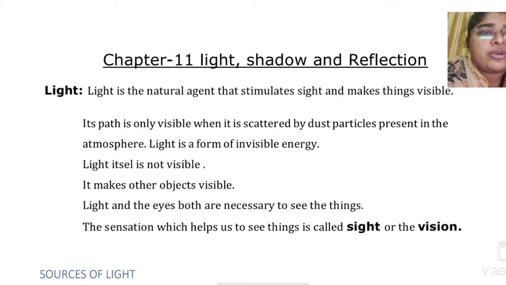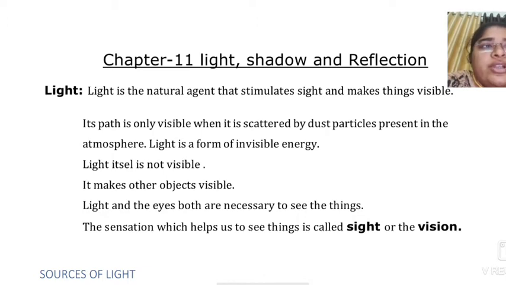Light is a form of invisible energy, so we call the light of any natural object invisible energy. Light itself is not visible, but it makes other objects visible. So we say that the sun has its own light, but it is not visible itself; it makes other objects visible. Next, light and the eyes both are necessary to see things.